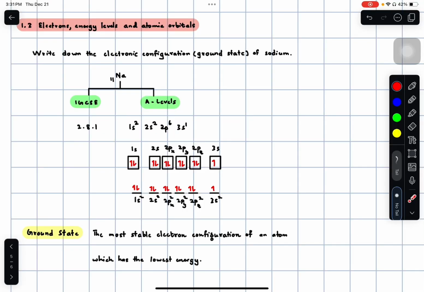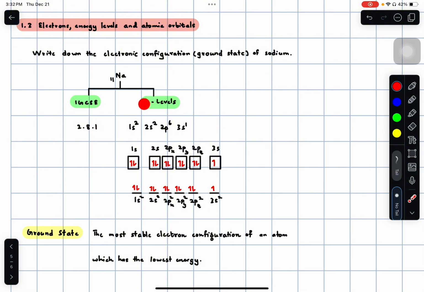In this video, we're going to learn how to write down the electron configuration of atoms of different elements. In IGCSE, you've already seen these types of questions. Write down the electronic configuration of sodium, potassium, and so on. Sodium has 11 electrons, and at IGCSE level, it was enough for us to simply write down 2 electrons in the first shell, 8 electrons in the second shell, and 1 electron in the outermost shell.